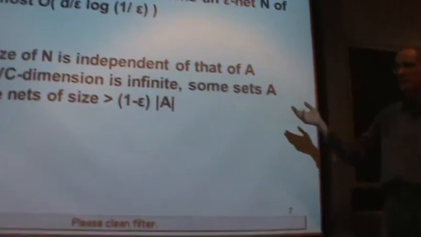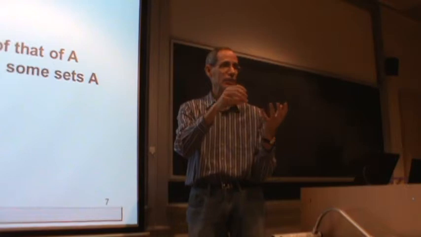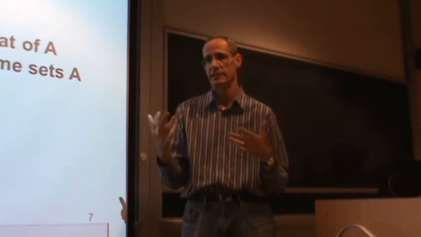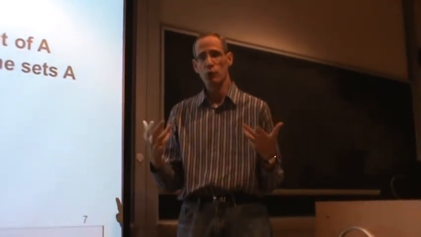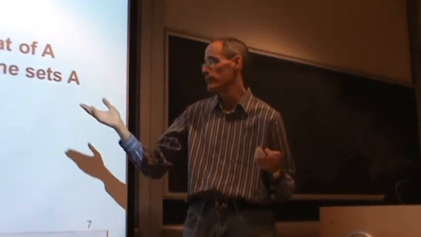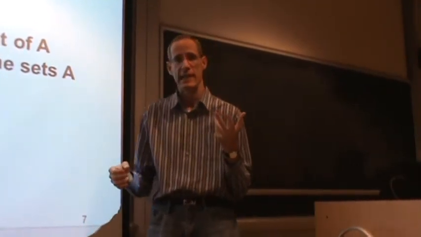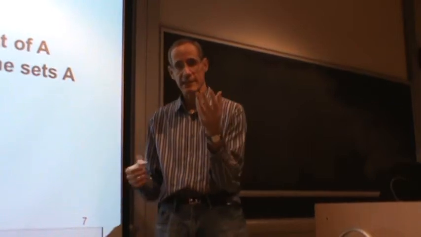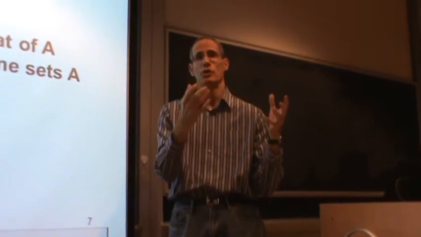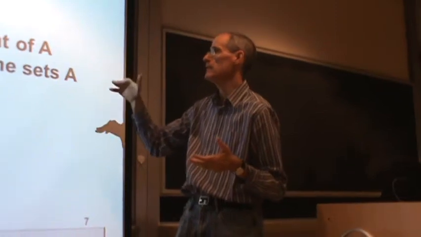And if the VC dimension is infinite, then for every size, there is a set of this size which is shattered. That was the definition. Namely, all subsets of it are obtained by intersections with ranges. So if you'd want an epsilon net for such a set, you would have to pick almost all its elements. You'd have to pick (1 minus epsilon) times |A| elements, because even if you omitted just epsilon|A| points of this set, then there is some range that contains exactly these points, and therefore, this range should contain something from the epsilon net.